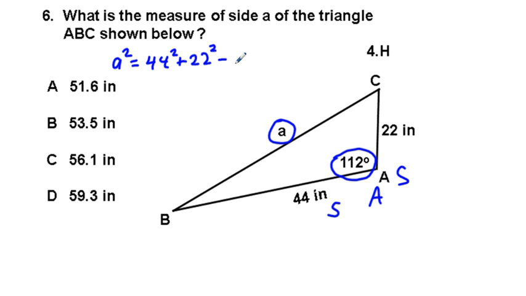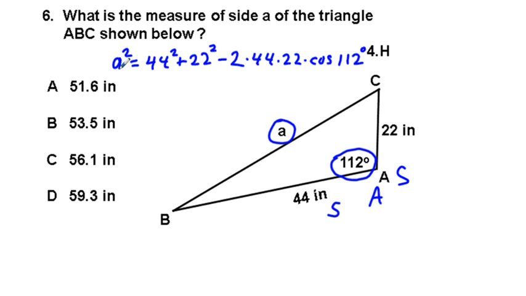So the adjustment that the law of cosines allows us to make is we put in minus 2 times 44 times 22 times the cosine of our known angle, which is 112 degrees.